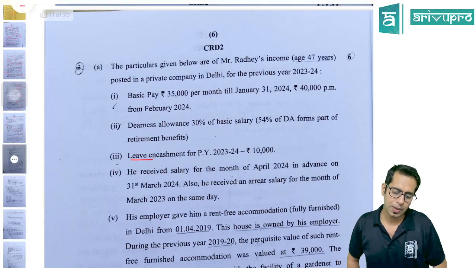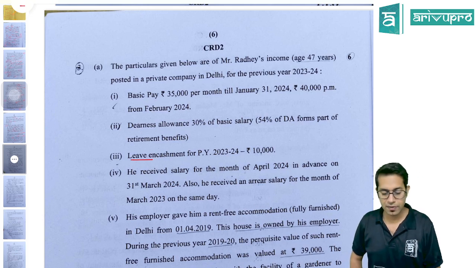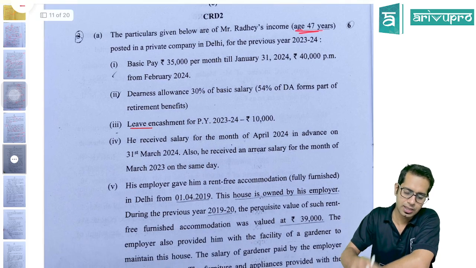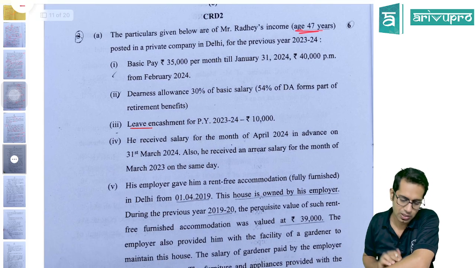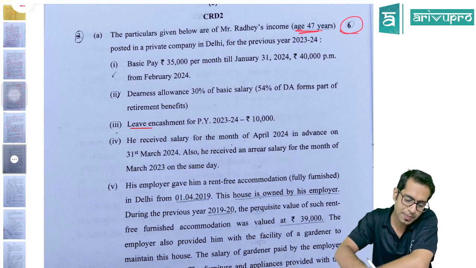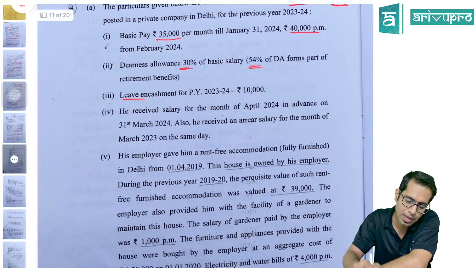Particulars given below are of Mr. Radhe's income, posted in a private company in Delhi. Okay, some information. So this is with respect to Radhe, 47 years old. Basic salary. This is a question on salary, a 6-mark question they have asked on salary. Basic pay they have given 35,000, and after that it is 40,000 rupees. They have given dearness allowance 30% of basic pay, 54% forms part of retirement benefit.